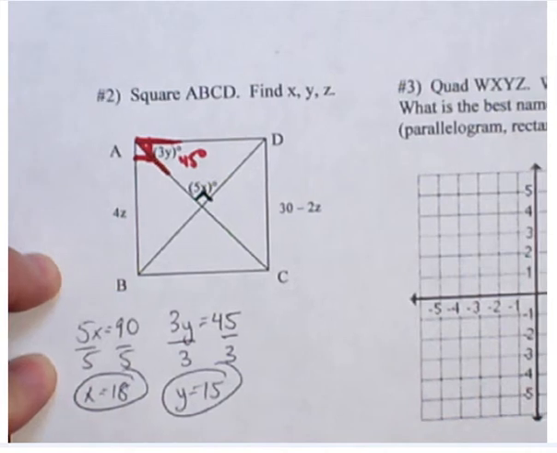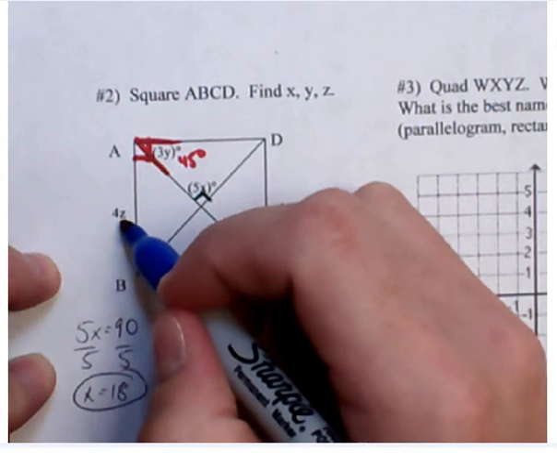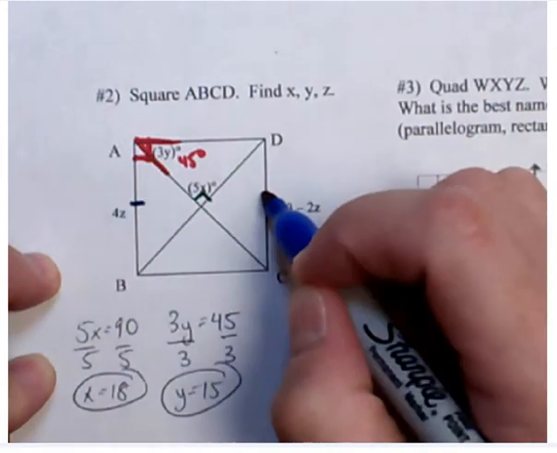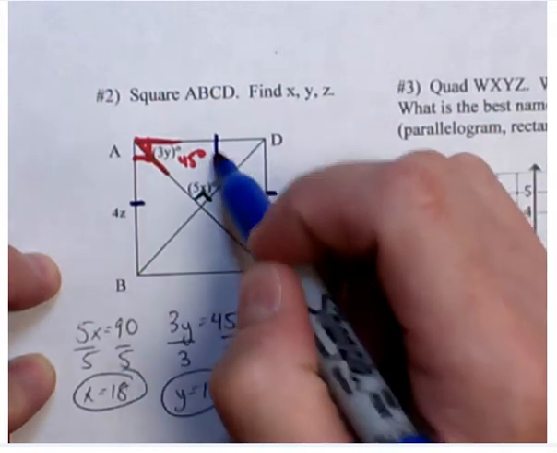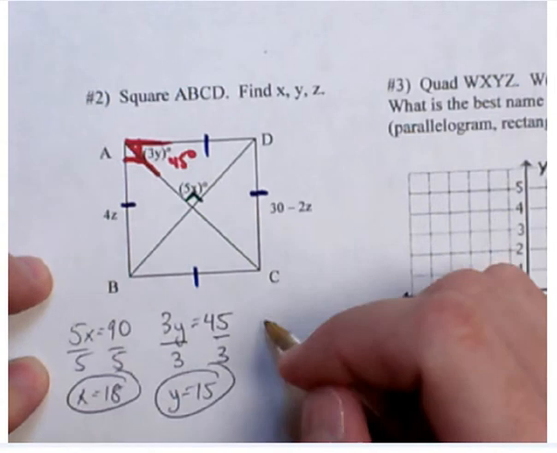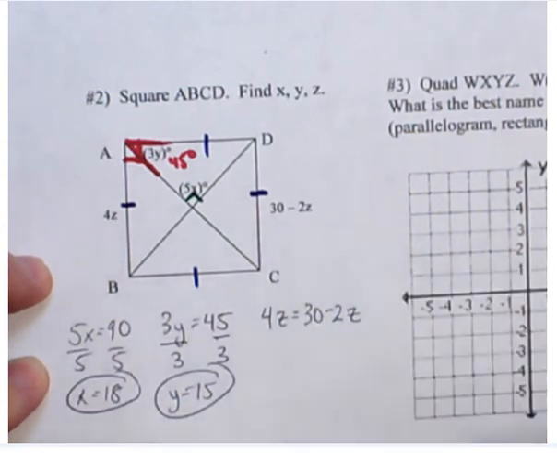Now the last piece here, we need z. For z, this is a segment. There's no angle measure there. And we know that the sides of the square, all four sides, are congruent. So we can say 4z equals 30 minus 2z.